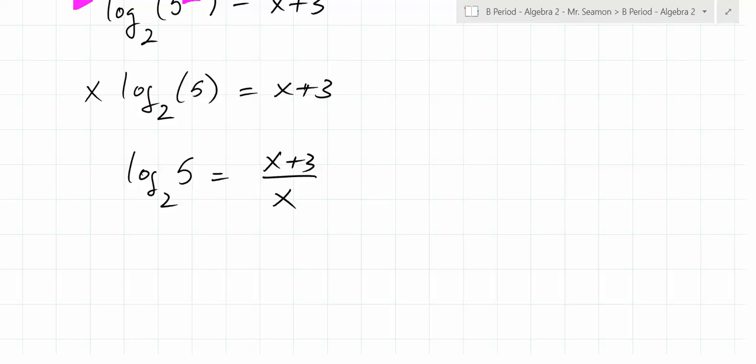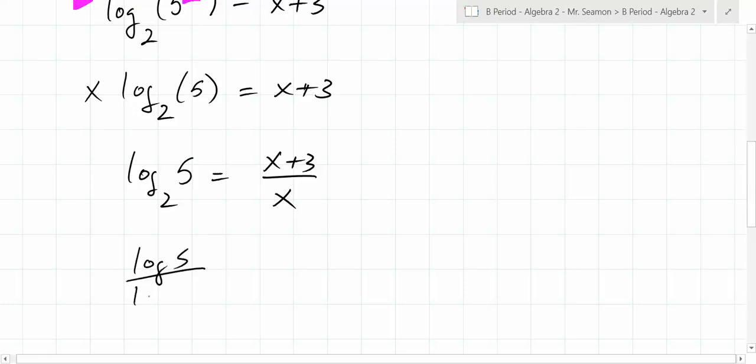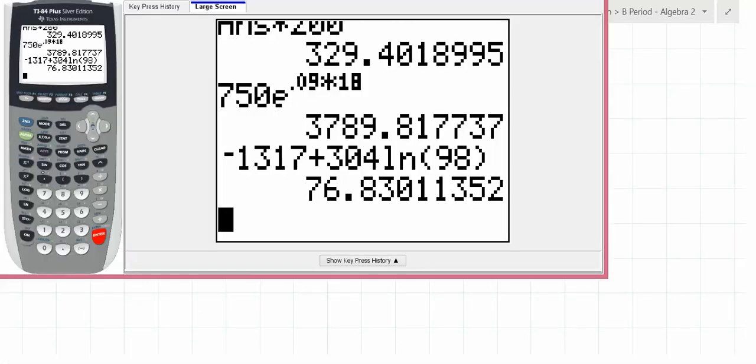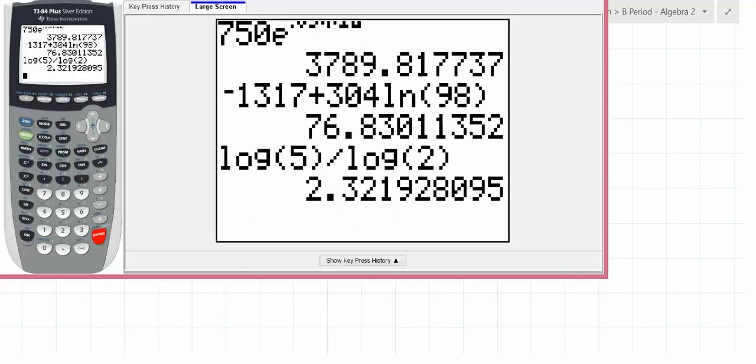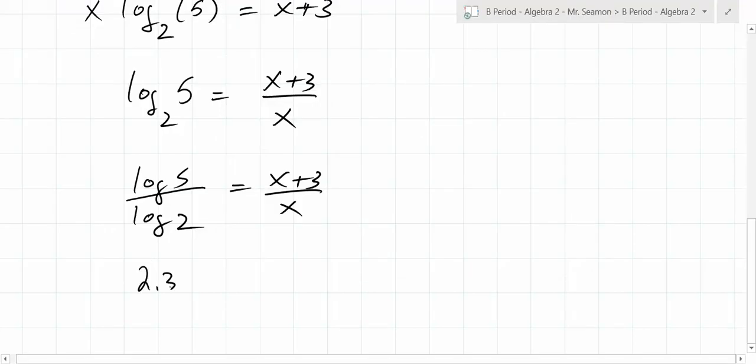Log base 2 of 5 is a number. Can you find out what that number is? Yes. How do you do that? You do log of 5 over log of 2. So that's just some number, right? So if you do that on your calculator, you do log of 5 divided by log of 2. And you get 2.322. Let's round. 2.322 equals x plus 3 over x.